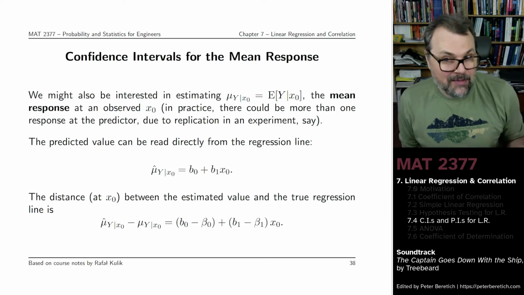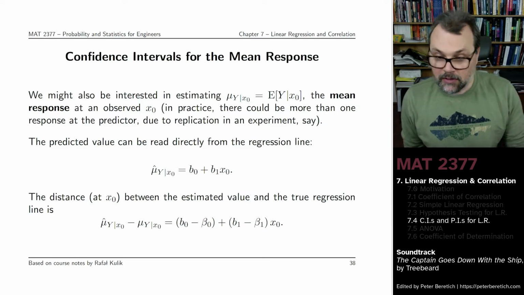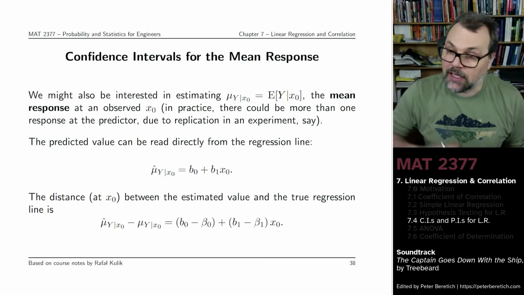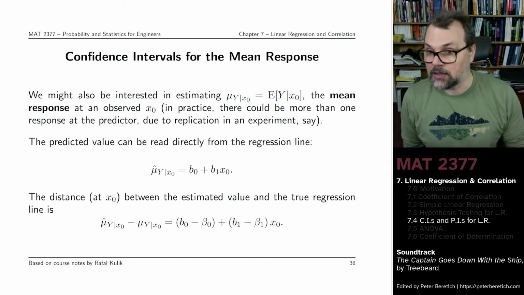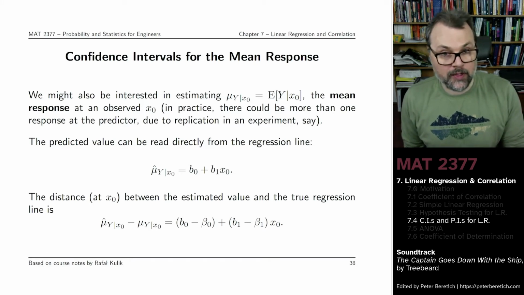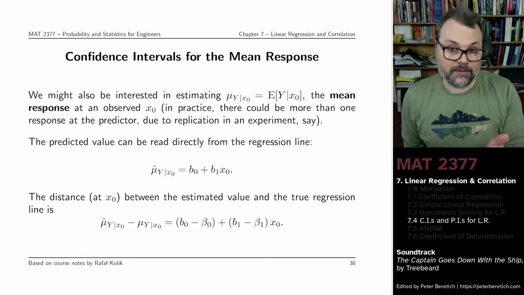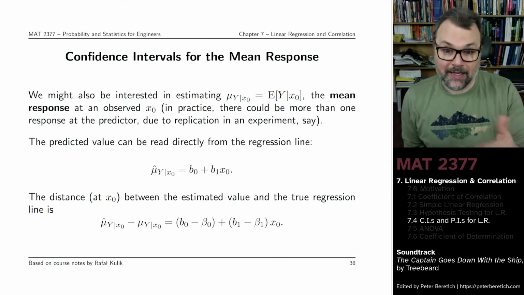In practice, there might be more than one response at a predictor, right? If you replicate an experiment, you will run through a succession of duplicate predictors and you might actually get a different response every time you rerun the experiment. Might not be a huge difference in the response, but if there's a stochastic element to it, a random element to what you're doing, you would expect that there could be different responses. And so you might want to predict what the average response would be at a given point.